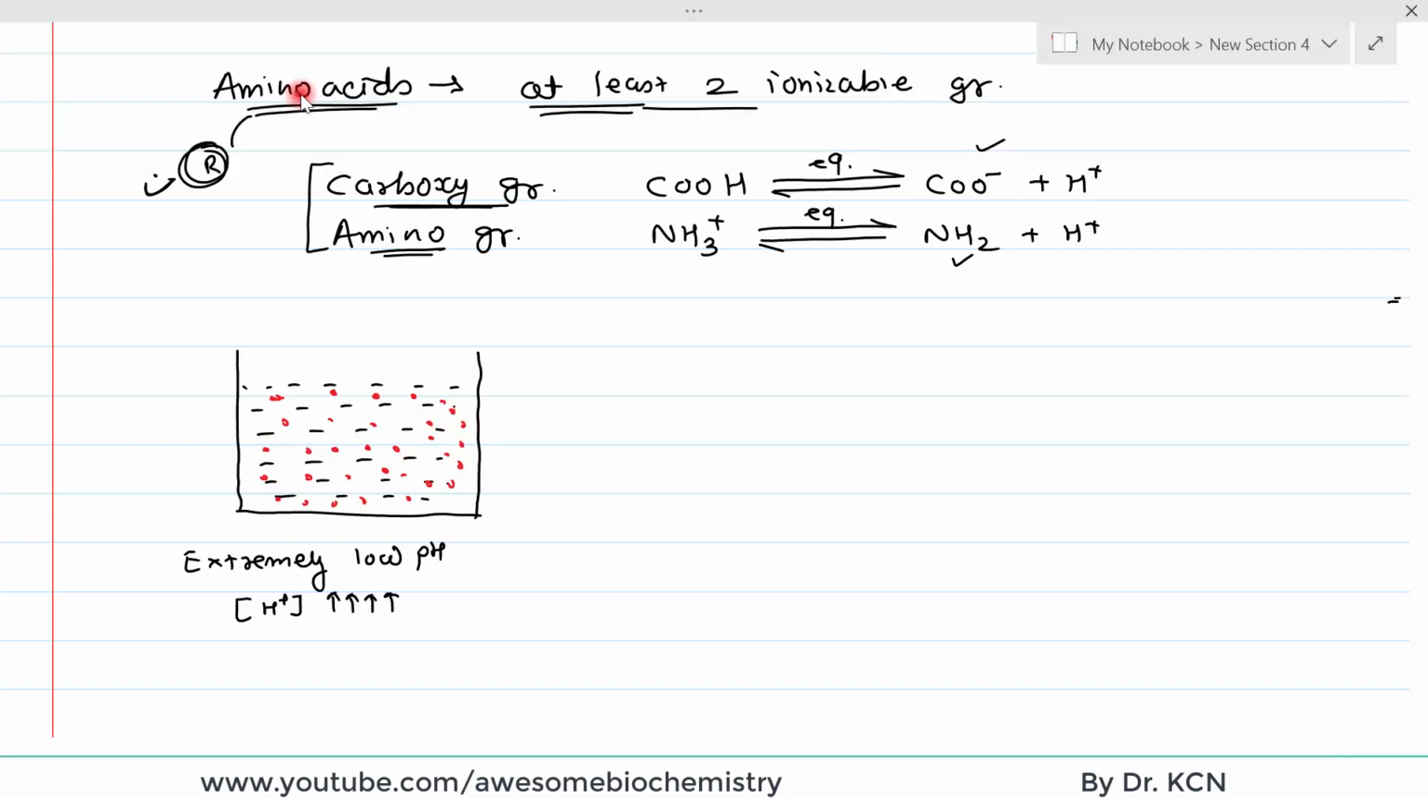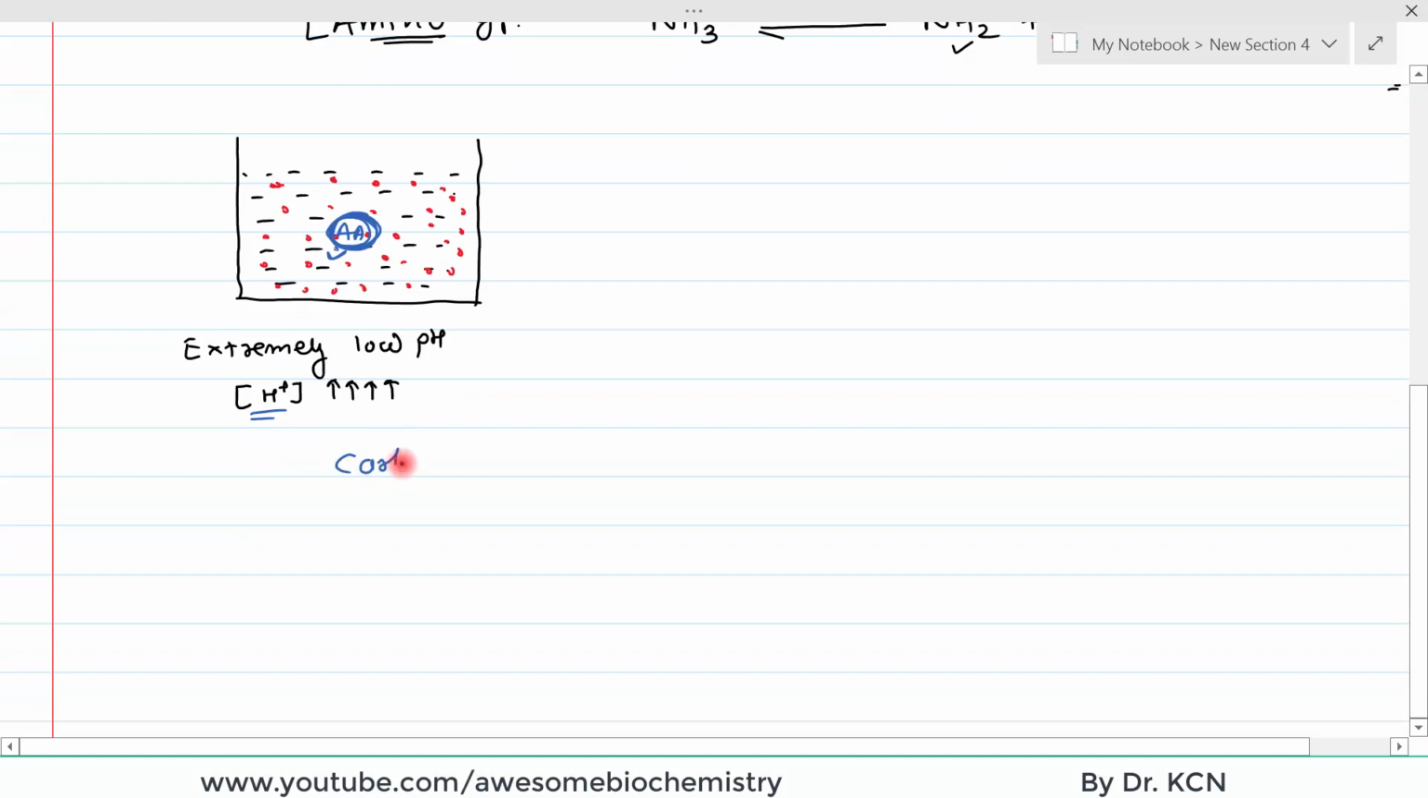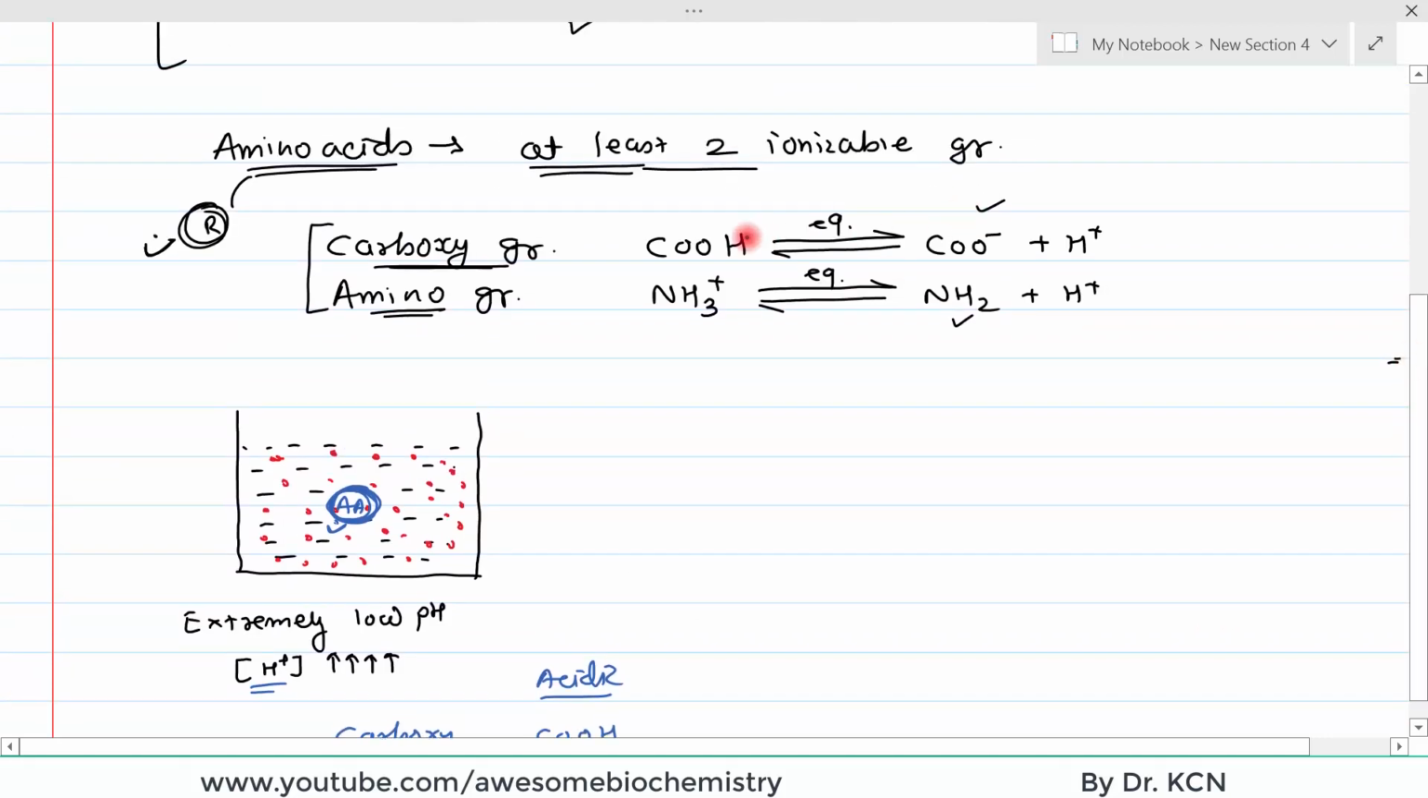Now in this case, if you put an amino acid in here, what will happen to this amino acid? It is full of hydrogen ions. So all the ionizable groups in this amino acid will get protonated, because there is so much concentration of protons. H plus means proton. So what will the scenario be? The carboxy group in acidic condition will be in the COOH form, which is the protonated form of the carboxy group.